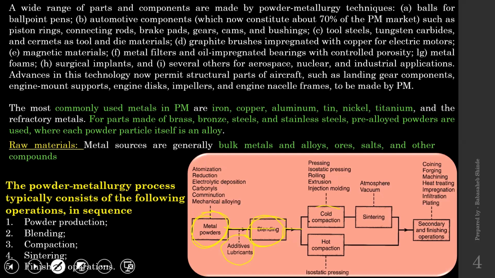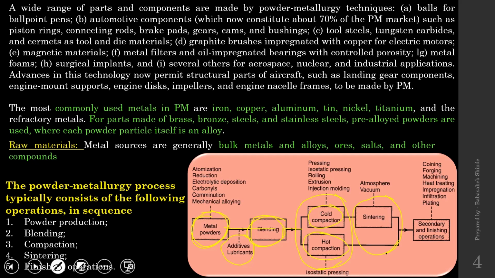The compaction techniques are going to be categorized into two: cold compaction. From the name itself, we can easily get that it is being conducted at atmospheric condition. And the second one is hot compaction, that is carried out at certain elevated temperature. And once you have given the shape to the product, the part obtained is called as green part, and that would be further processed using sintering technique.